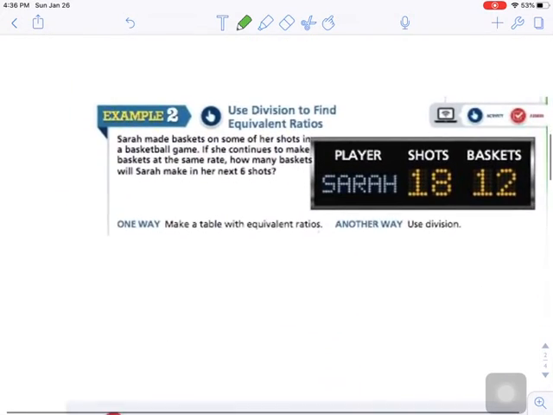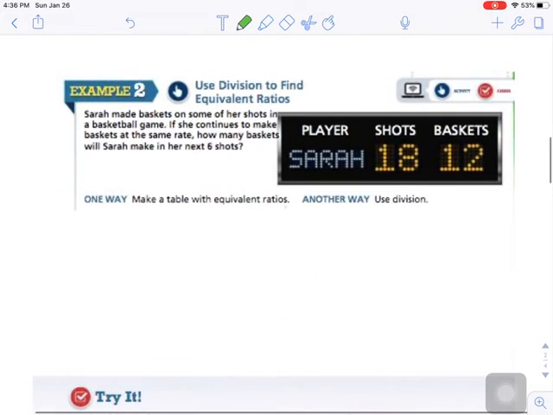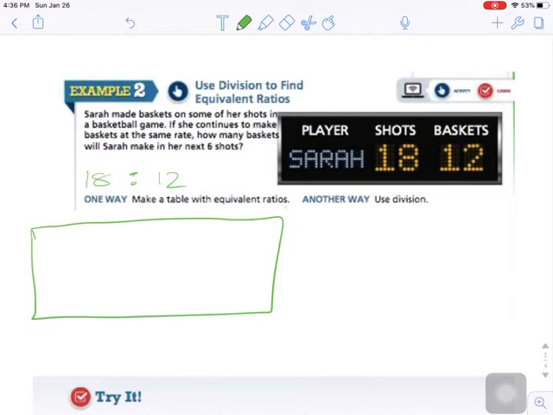So let's try now if we wanted to do division. Example 2 says, Sarah made baskets on some of her shots in the basketball game. If she continues to make baskets at the same rate, how many baskets will she make in her next 6 shots? So our ratio here is 18 to 12. Again, we can make a ratio table. We're starting with 18 to 12.